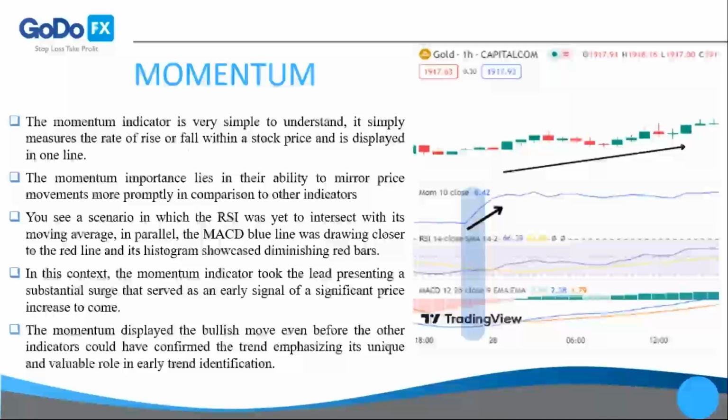Now we have set the floor for our third indicator, which is the momentum. The momentum is very simple to understand. It simply measures the rate of rise or fall within a stock price and is displayed in one line. The momentum importance lies in its ability to mirror price movement more promptly in comparison to other indicators.